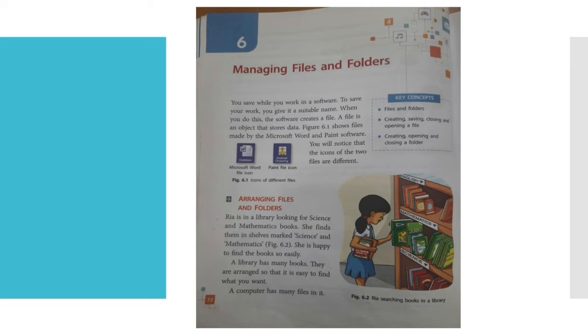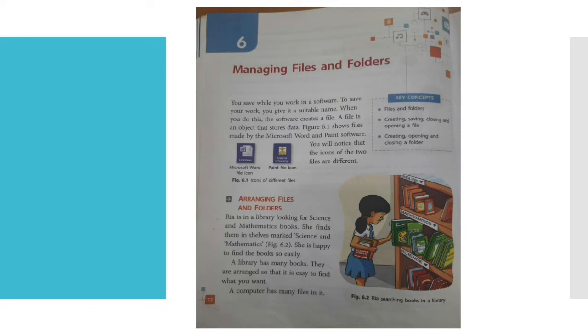So can you see this? The figure 6.1. It is a word file icon, and another one is a paint file icon. Two pictures are there now. So hobbies we'll do in the word icon, where painting, we'll do in the animal drawing part. A file is an object that stores data. You will notice the icons of the two different files.